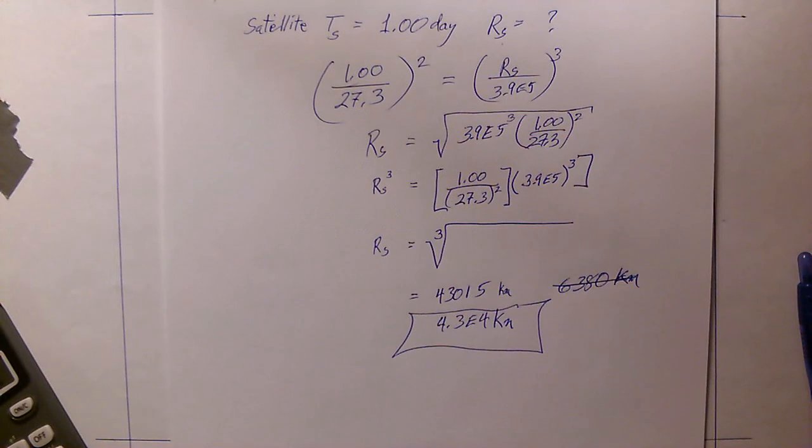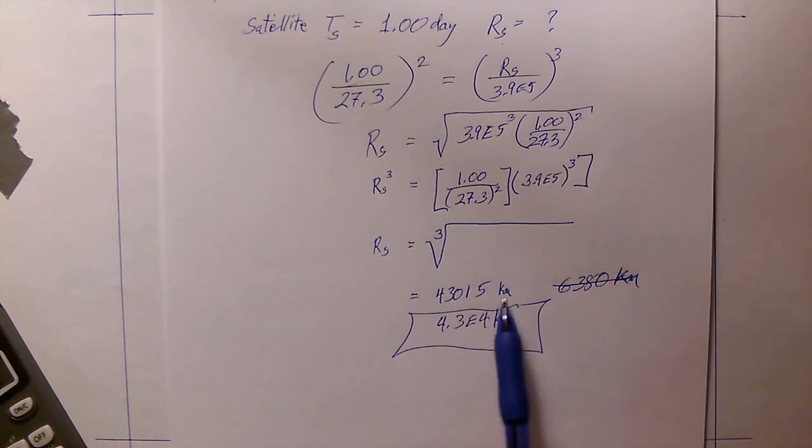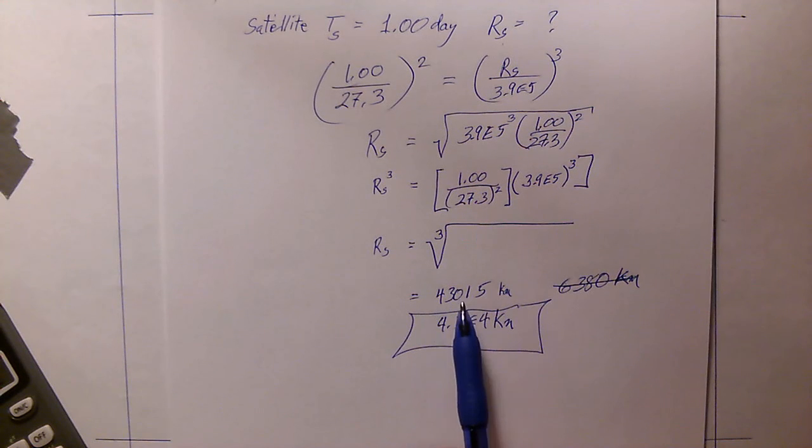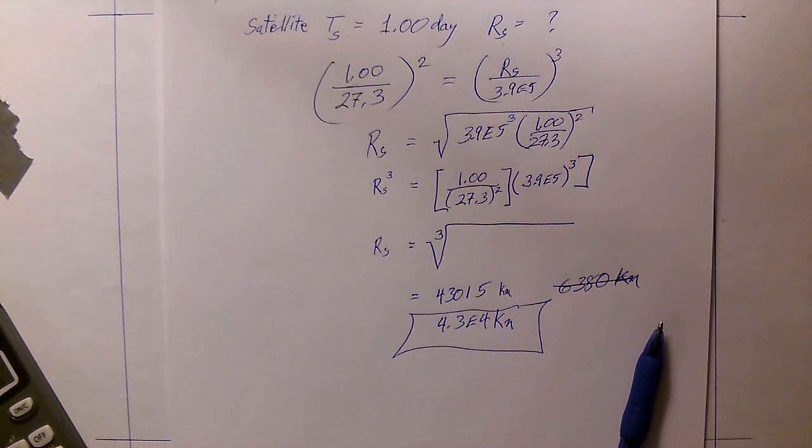Okay, it took a little bit of doing, but you follow this, do the cube root of all this, and 43015, and so that's 4.3 E4 kilometers, and that's the correct answer for that problem. All right, we're done. I'll close this and talk to you later.